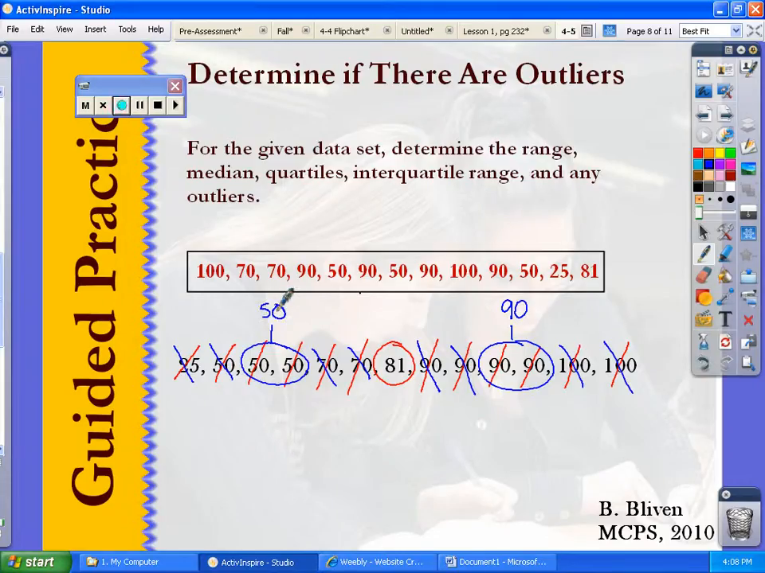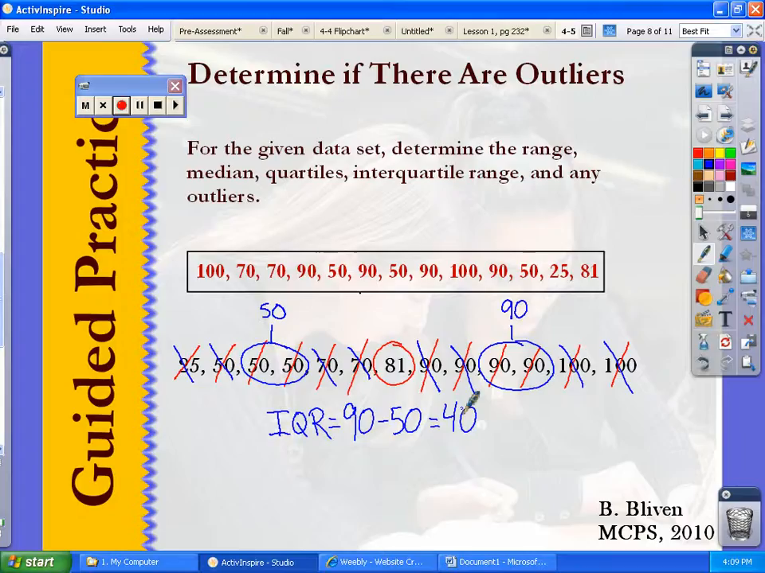Now what we want to do on our next step is to identify the interquartile range, which we're going to abbreviate as IQR. Our IQR is determined by the upper quartile minus the lower quartile, or in this case, 90 minus 50. Using our computations, 90 minus 50, we get our interquartile range of 40.